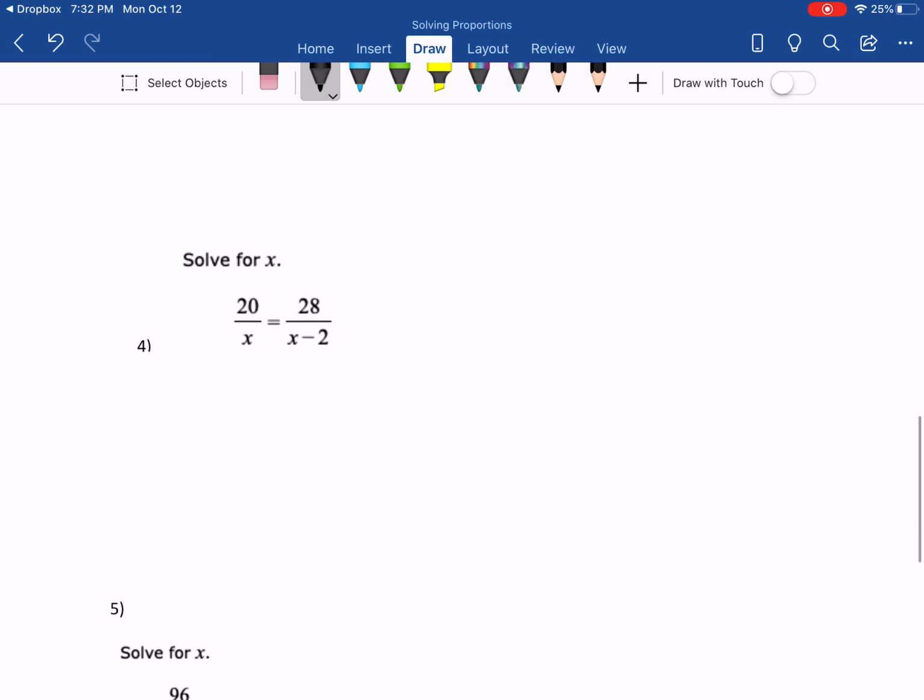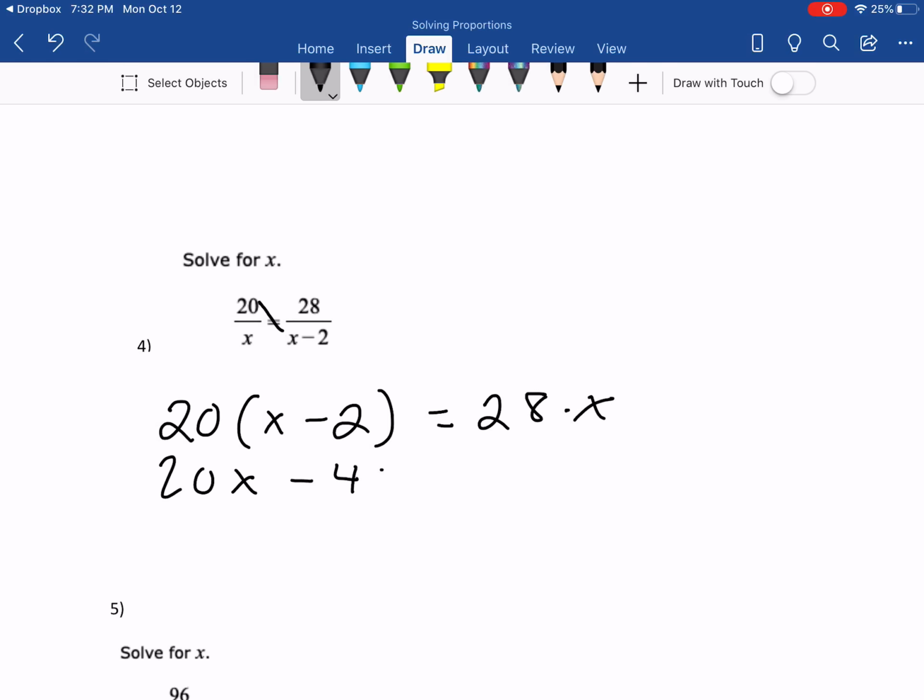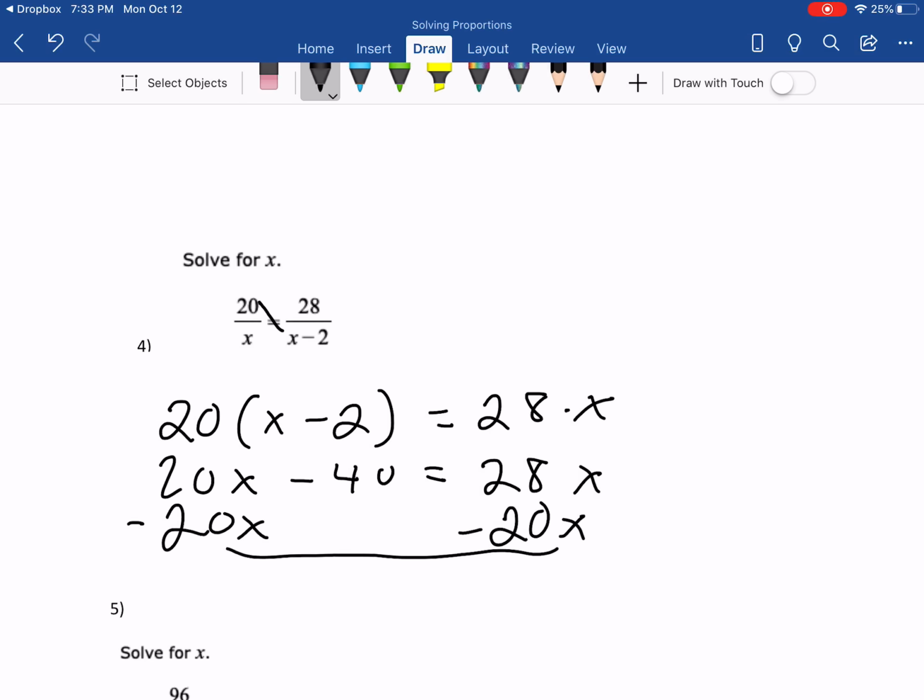All right, number four, same idea. 20 is diagonal to x minus 2, so 20 times x minus 2, again we'll need parentheses, equals 28 times x. So 20x minus 40 equals 28x. Move the 20x over. So we have negative 40 equals 8x. Divide each side by 8, and negative 5 is equal to x.